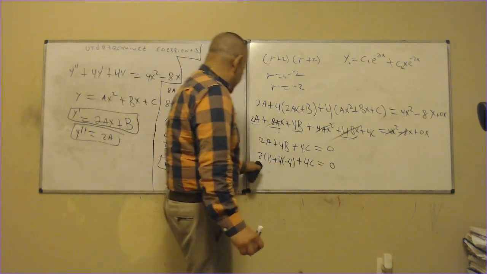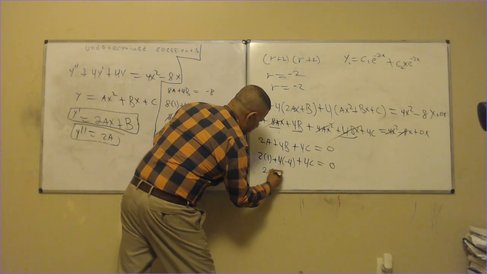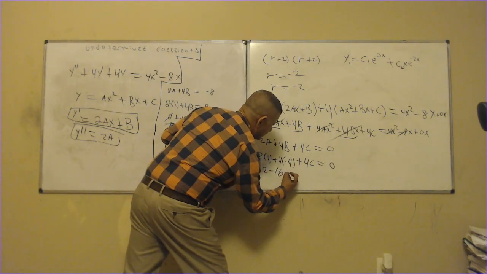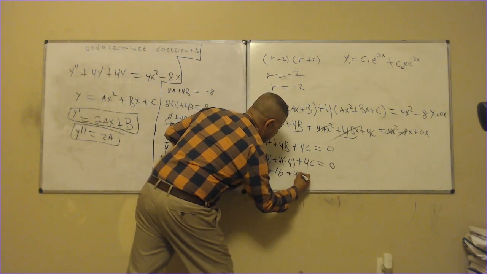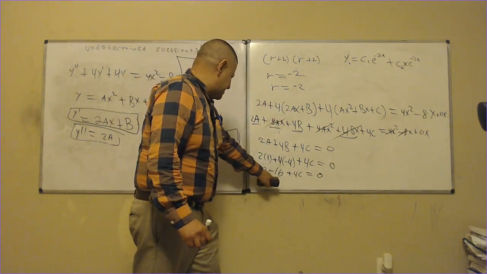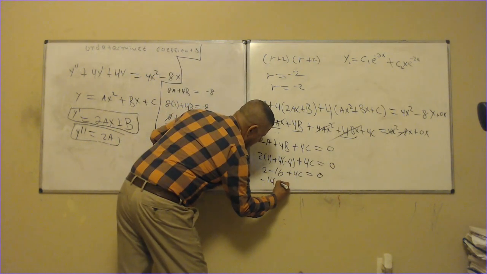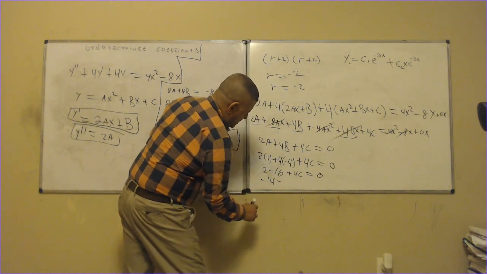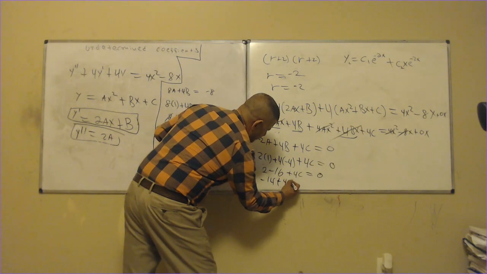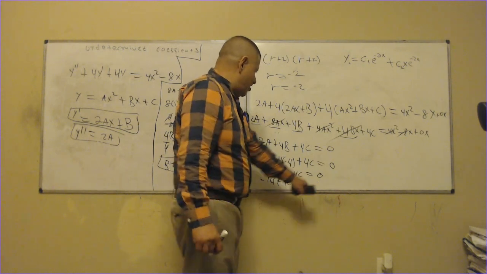Now notice that I can actually do my beautiful things over here. So I got 2 minus 2 minus 16 plus 4c is equal to 0. So this is equal to negative 14. So negative 14 plus 4c equals 0, right?